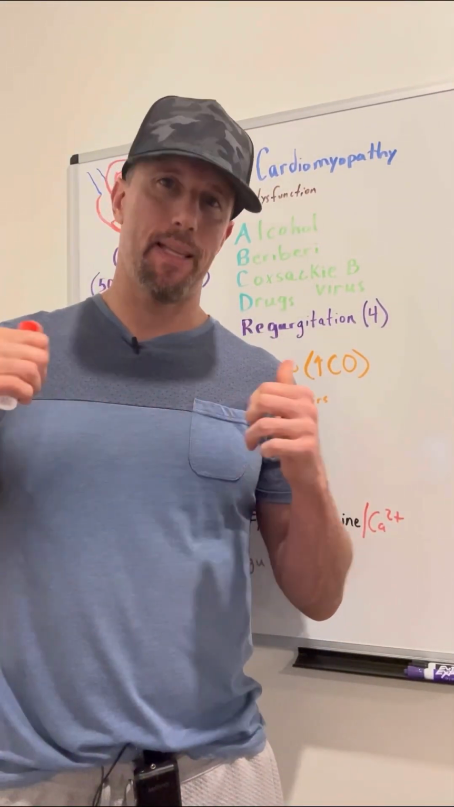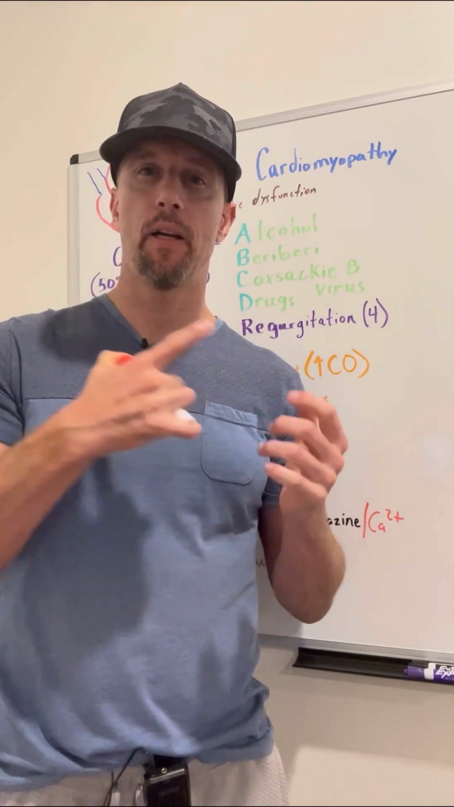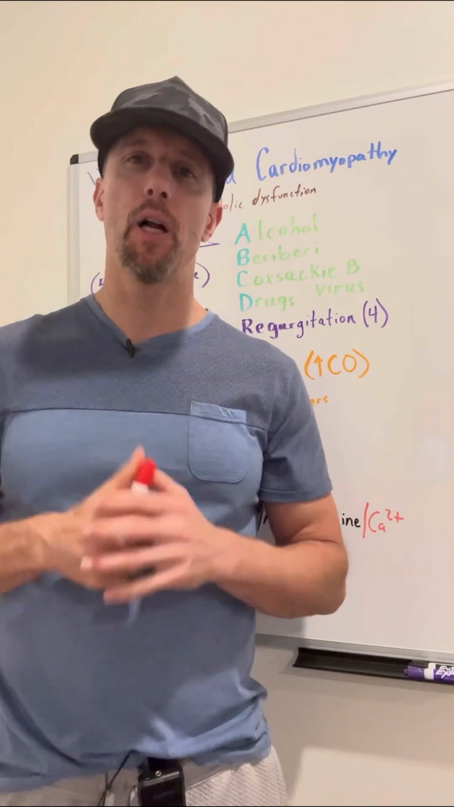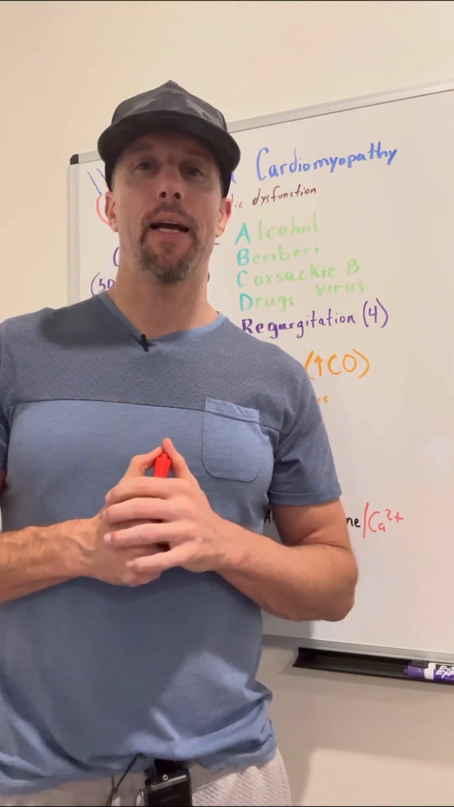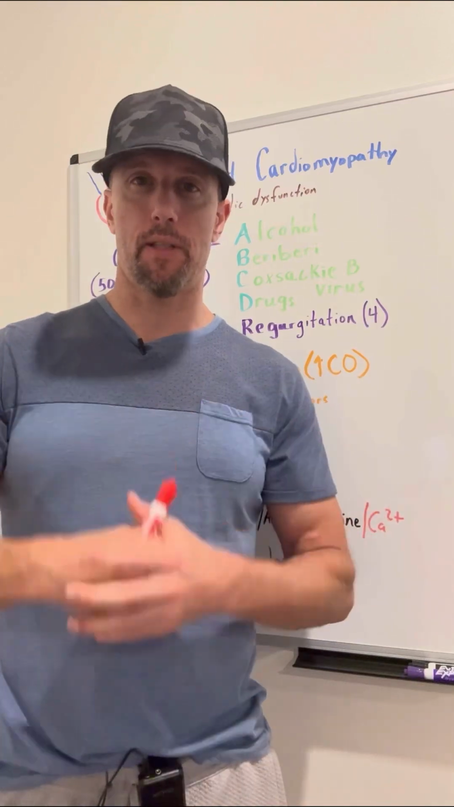Cardiac myopathies, there's three of them. We have dilated, which we're going to talk about here, hypertrophic, where the heart muscle gets thickened and the chamber gets small. That's the last video. And then there's also restrictive cardiomyopathy. And these are all diseases of the heart muscle itself.